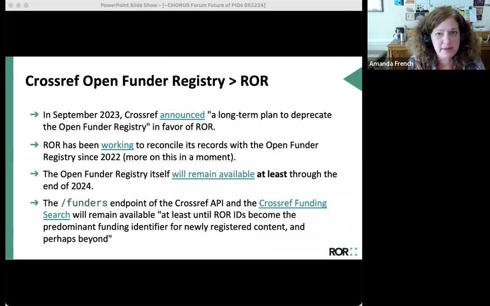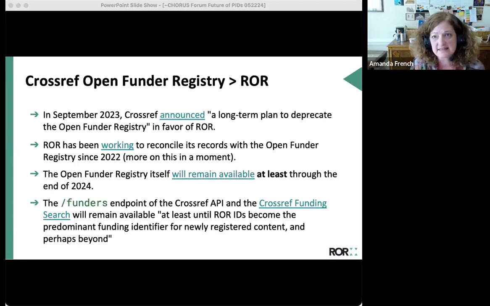So yes, as many of you may know, or as you may have learned on this call, the Crossref Open Funder Registry, formerly known as FundRef, which has been in operation for, I think, about 12 years and has been quite widely adopted, is merging with ROAR. Last fall, Crossref announced a long-term plan to deprecate the Open Funder Registry in favor of ROAR. I noticed in the survey results, someone mentioned multiple identifiers for the same thing as a problem with persistent identifiers, and this merger is meant to solve that problem.